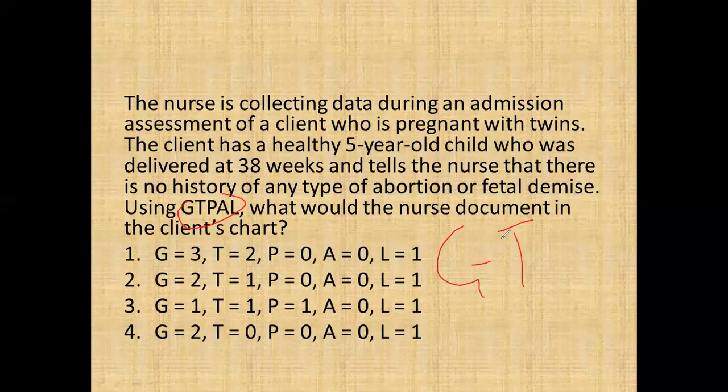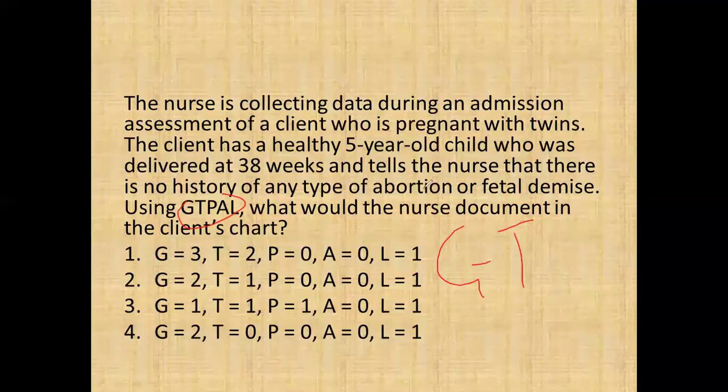I'll pick it. So we got this question, and this question says that the client is currently pregnant with twins. And we say with twins, regardless of the nature of the pregnancy, gravidity is counted as one. So that is one pregnancy. Then the history goes on to say that the client has a 5-year-old child who was delivered. So the current pregnancy, which is twin, plus the 5-year-old, it means that it is two pregnancies. So the G will be 2. That is why G is equal to 2.